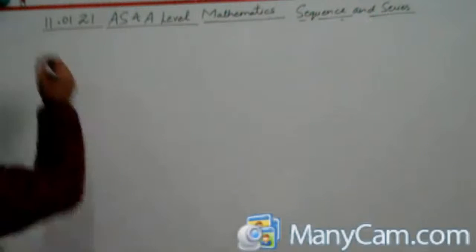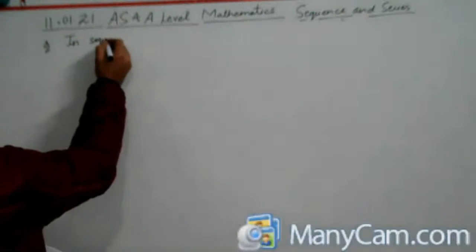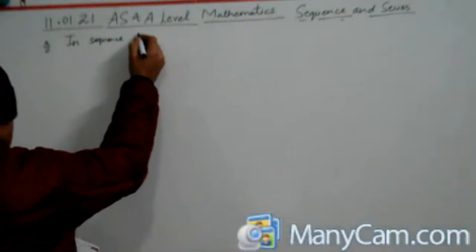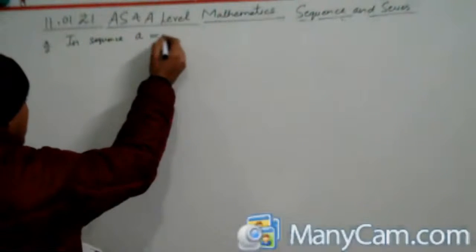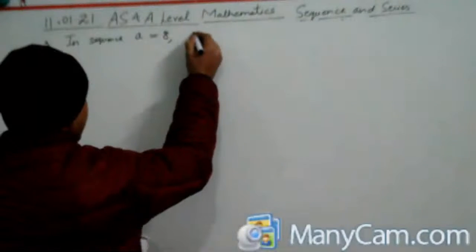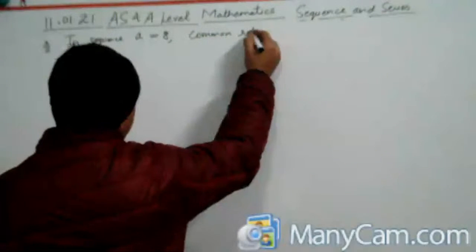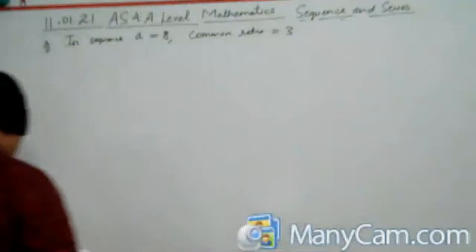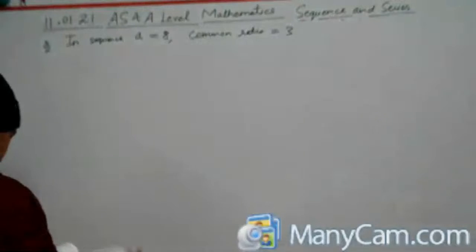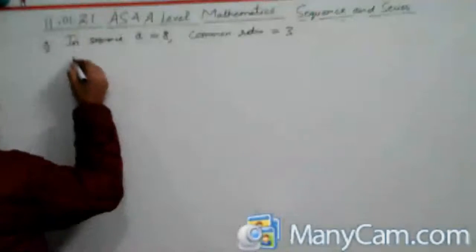Question is, in a sequence, the first term is equal to a, and the common ratio is equal to 3, right? Then the kth term of the geometric sequence is given by, then find the kth term.